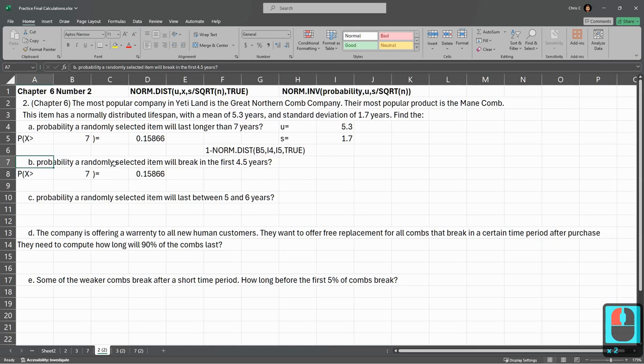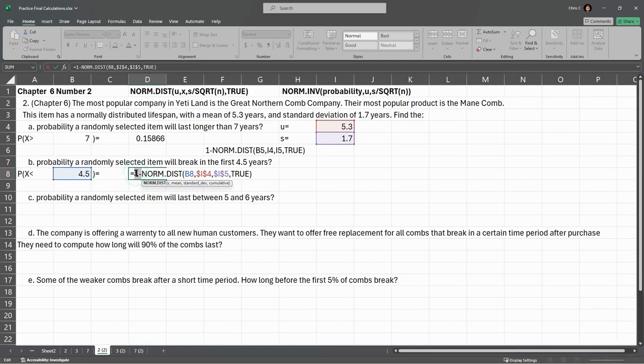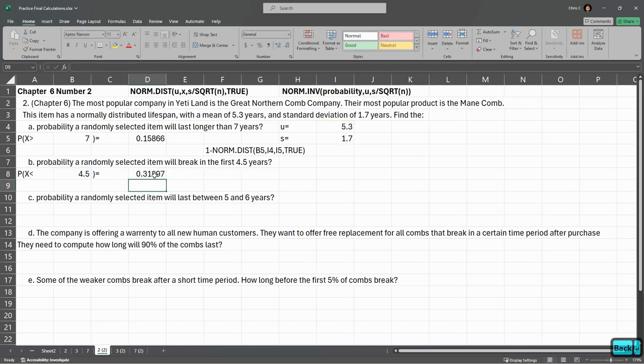Now, I didn't read this yet. Probability selected item will break in the first 4.5 years. So this is probability X is less than, because we want it to not last longer than 4.5. So I'm doing 4.5 here. Now, before we worry, should this be a regular or a 1 minus norm dist? Let's just think about the average. The mean is 5.3. My item is going to last less long than the mean, and so it should be less than 0.5. This number is greater than 0.5, so we actually do not want to use the opposite, the 1 minus. So we're using regular norm dist here.